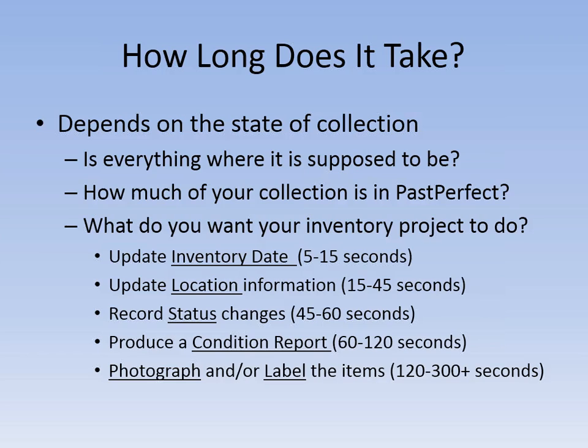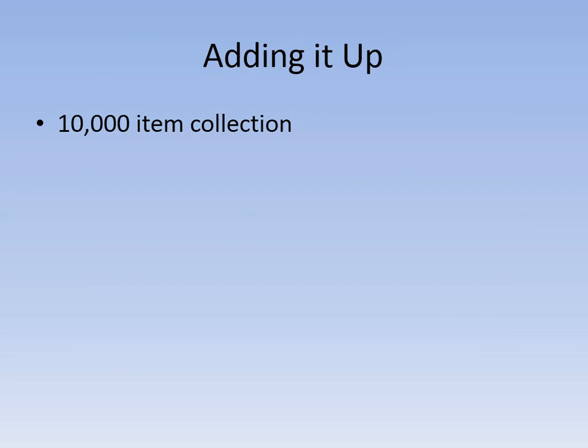If you're just updating the inventory date for an item, it's going to be between 5 and 15 seconds per record. If you also want to update location information or status information, you're going to start adding 15 to 30 to 45 seconds per item. If you're going to do a condition report, that could take another minute or two on top of everything else. And photographing or labeling the item could take another 2 to maybe 5 minutes, in order to generate the label and go through the process of actually writing something on the back of the envelope or whatever it is that you're labeling. So that's my rough estimates of time.